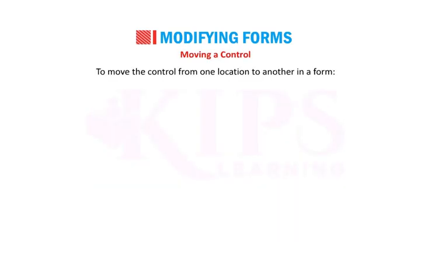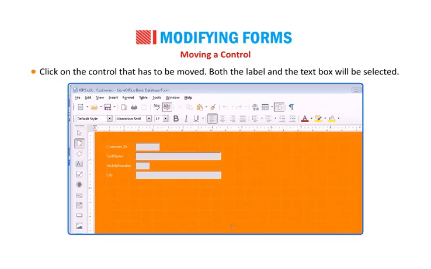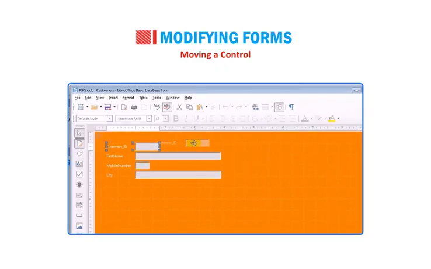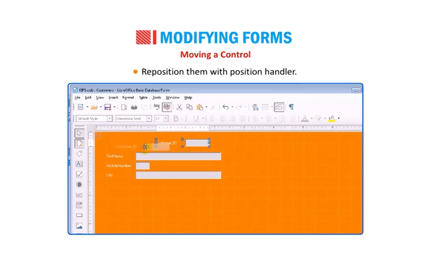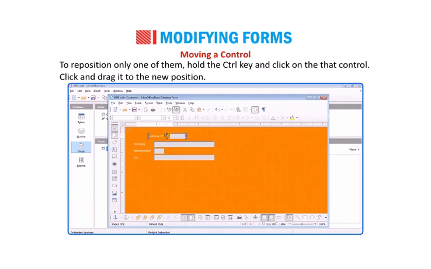To move the control from one location to another in a form, click on the control that has to be moved. Both the label and the text box will be selected. Reposition them with Position Handler. To reposition only one of them, hold the Control key and click on that control. Click and drag it to the new position.